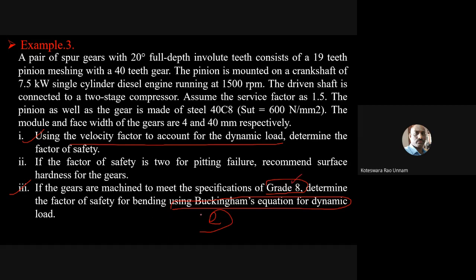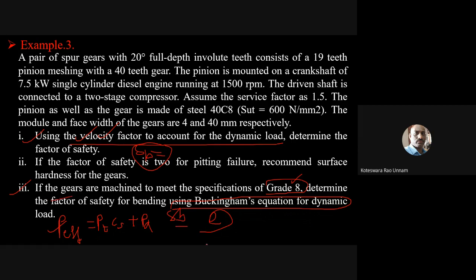Once you calculate PD, if you want to use this equation, your effective load is nothing but PT into CS plus PD. This is the equation for your P effective. Now, if you calculate PD, the SB in the beginning is not going to change. Whether you are using the velocity factor approach or Buckingham's equation, your bearing strength is going to be the same. SB remains the same, so whatever SB you used there, use the same SB here. Only P effective is going to change, and P effective will give you the factor of safety.